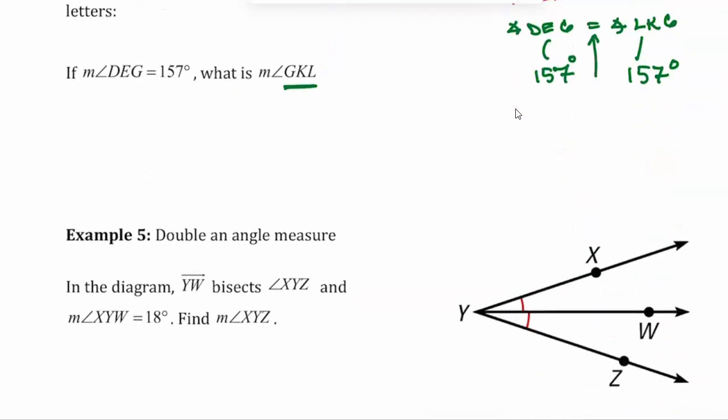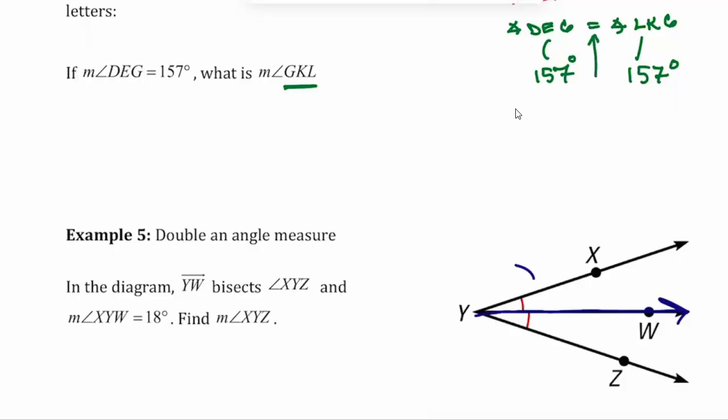Okay, so then over here we have example number 5. In the diagram, ray YW, so that's this bottom ray right here. This is ray YW right there. Okay, it bisects. If it bisects something, it cuts it in half, in 2 equal pieces. So it bisects angle XYZ, which is the big angle.